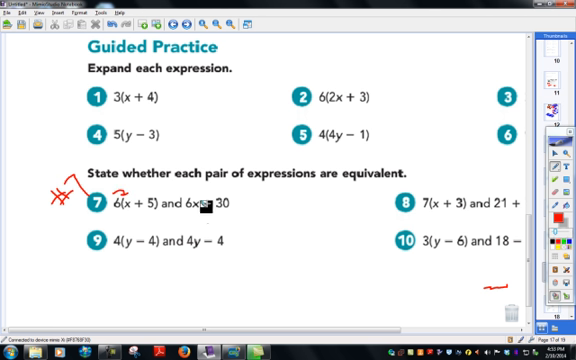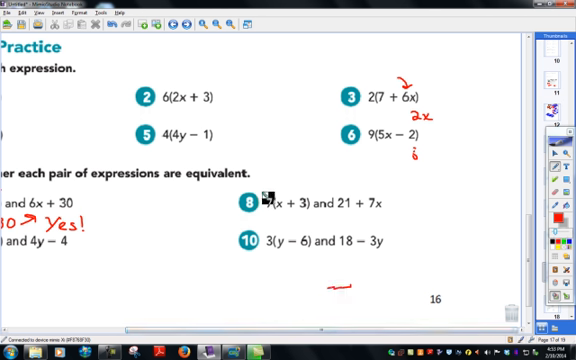So you either got to factor this or you got to expand this. I think expanding is easier, and I think you guys do too. 6 times x is 6x. 6 times 5 is 30. Are they equivalent? Absolutely yes. Okay. Here, we distribute. That's going to become 7x plus 21.